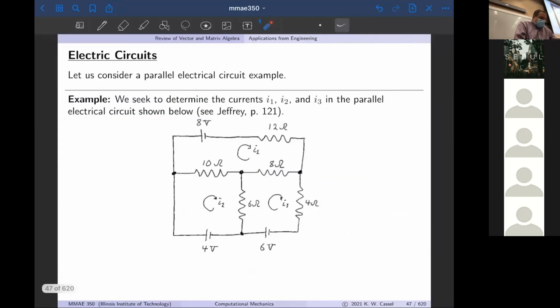All right, so let's do a simple electric circuits example. We have three parallel circuits. So therefore we have three currents, I1, I2, and I3 that we need to determine. I have voltage sources, I have resistors, and I want to determine these three currents given the voltage sources as well as the resistors.